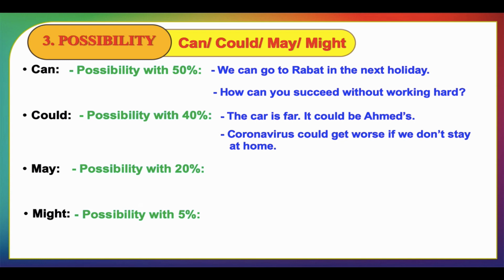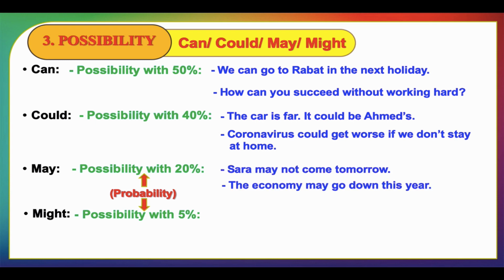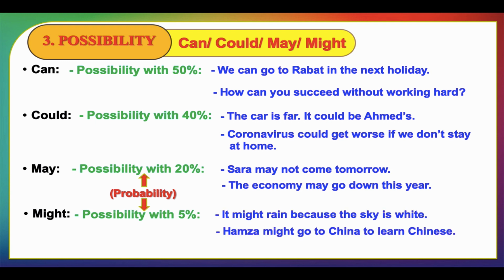May here is a possibility with 20%, or what we call probability, both for may and might. So let's study the sentences. Sarah may not come tomorrow. The economy may go down this year. For example, imagine if a country like America didn't work during this situation. So maybe it will have some crisis in terms of economy. It may rain because the sky is white. Hamza might go to China to learn Chinese. This could happen at 5%.